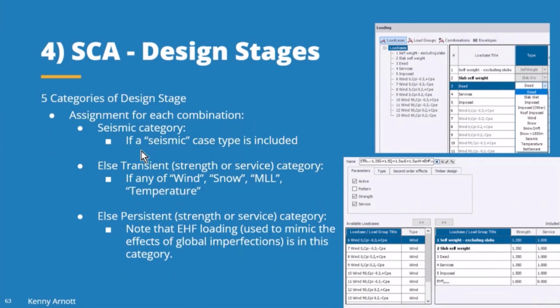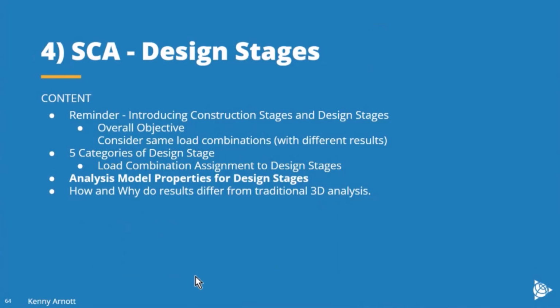So if a combination includes any seismic load case, then it will automatically go to the seismic category. If it includes any of wind, snow, minimum lateral load or temperature loading case, then it will go into the transient category. Otherwise, it goes into the persistent category. And obviously each one that goes to the transient and persistent categories has also got those strength and service variations. So all very, very simple. That's how we assign the combinations to different design stages.